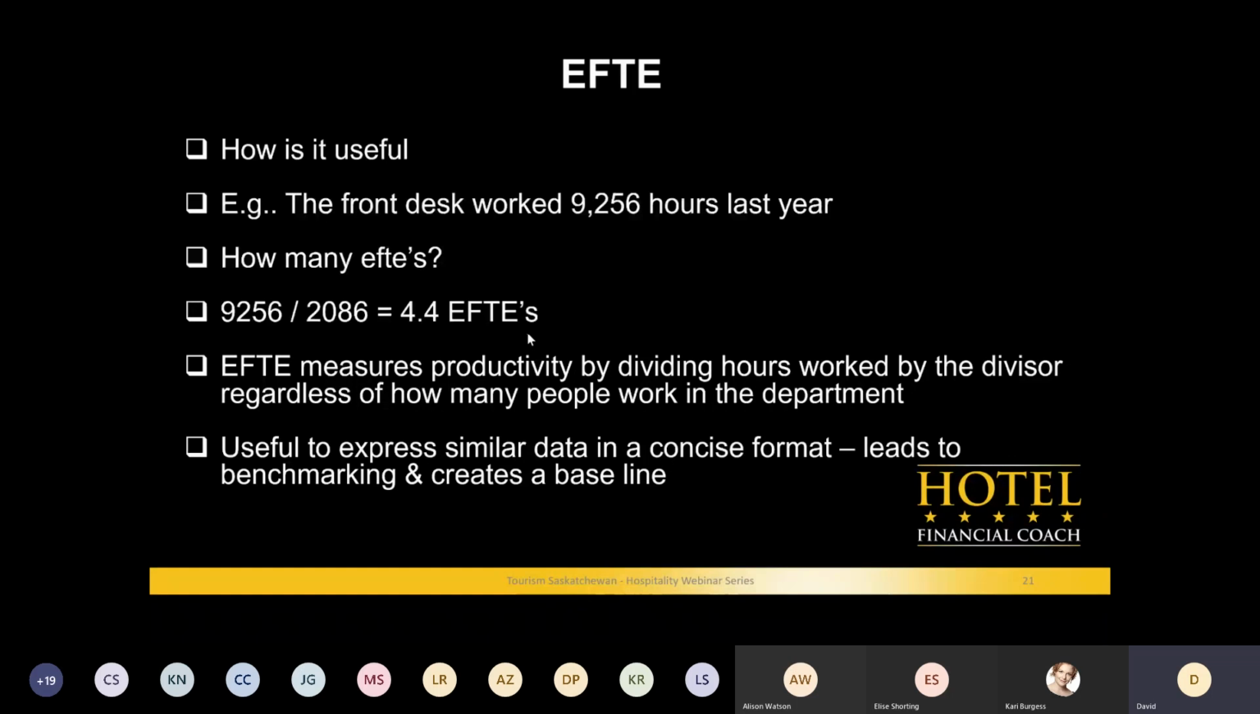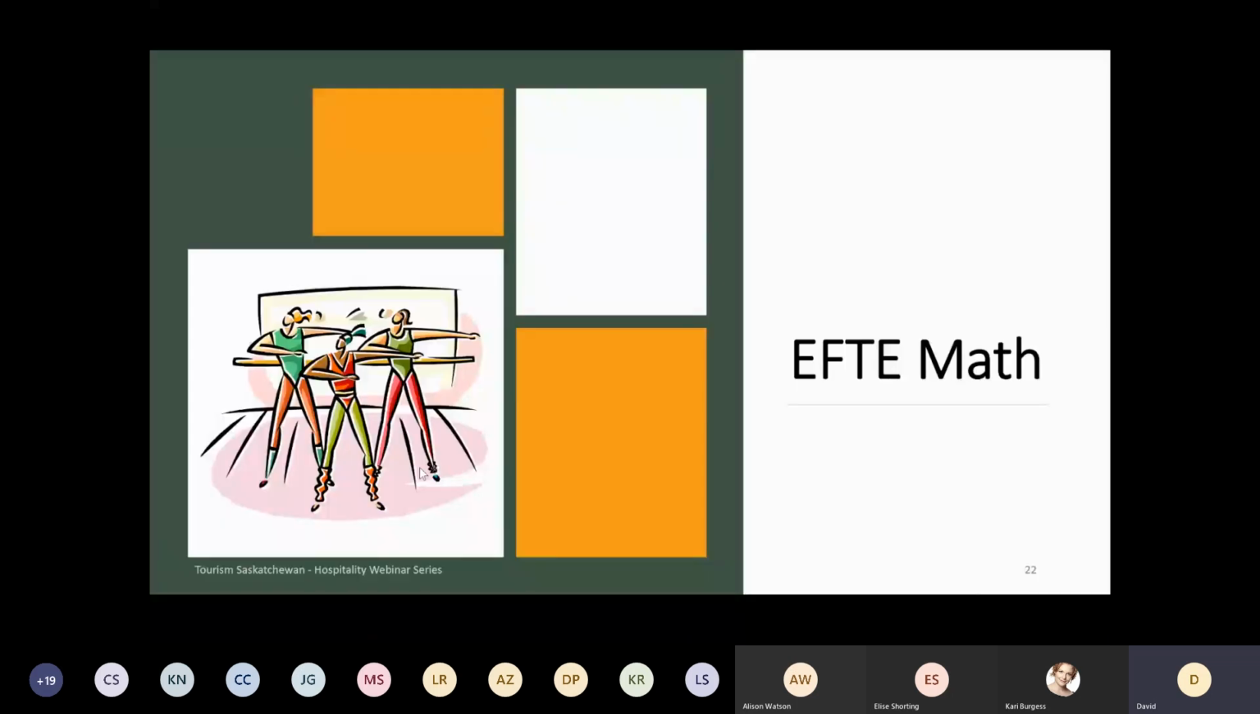So EFTE measures productivity by dividing the hours worked by the divisor, whether it's for a day, a month, or a year. It's useful to express similar data in a concise format, and it leads to benchmarking and creating a baseline for your business. Obviously, if we can do this for the front office, we can do it for any department. Once we have all of that data, it becomes really rich and useful. So now we're going to do our first exercise. But before we do, we're going to check in with Carrie and get the response to today's first polling question.